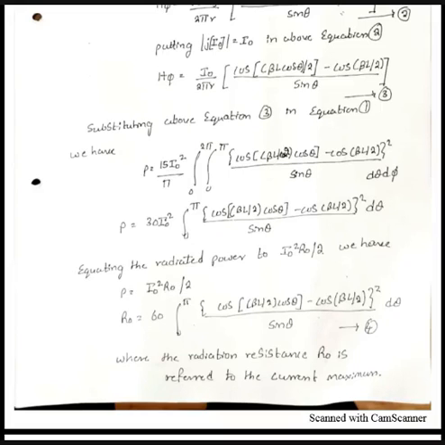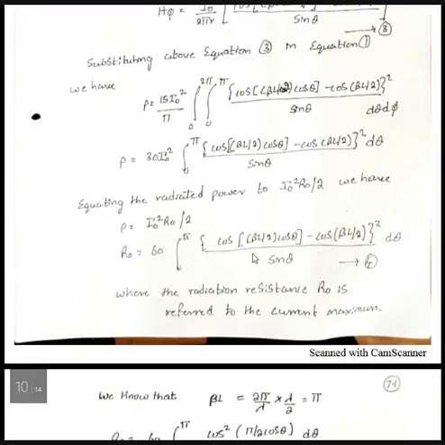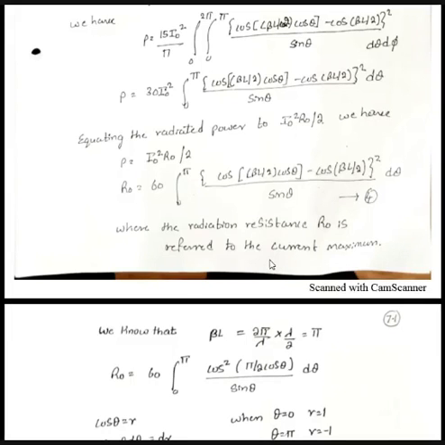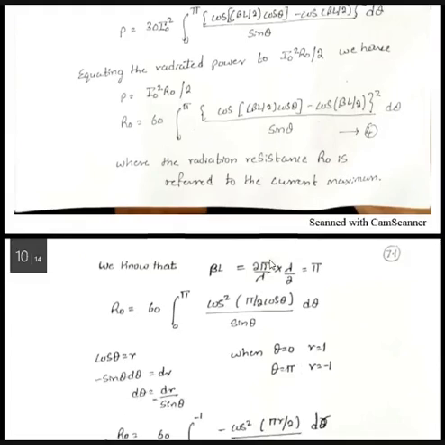Now, r naught is the radiation resistance for the maximum current. That is equation number 4. Now we have to simplify this equation so that we get the answer. As usual, you know the value of beta. What is the value of beta? Beta is nothing but 2 pi by lambda.